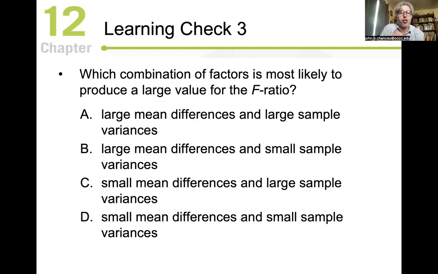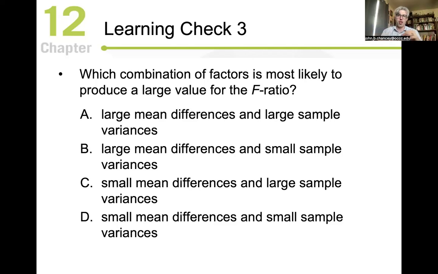Okay, so let's do a quick comprehension check. Which combination of factors is most likely to produce a large value of an F ratio? Is it A, large mean differences and large sample variances, B, large mean differences and small sample variances, C, small mean differences and large sample variances, or D, small mean differences and small sample variances, excuse me?